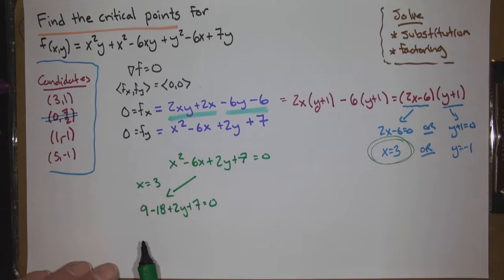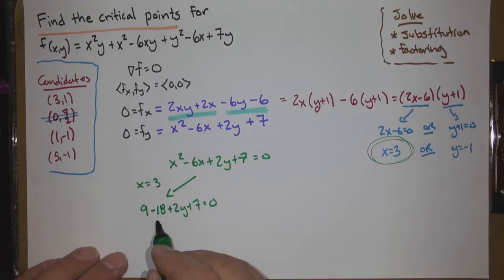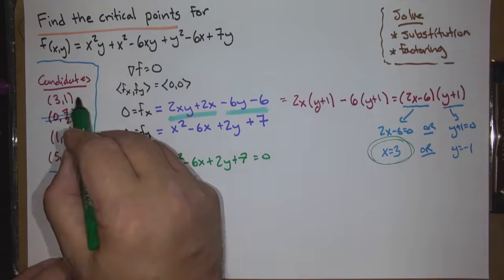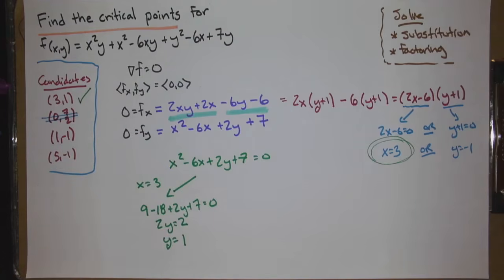And this looks like we can probably solve it. 9 plus 7 is 16. Subtract 18 would be negative 2. We can move that across. This becomes 2y equals 2, or y equals 1. Now remember, x equals 3. And this says y equals 1. So (3, 1) is definitely a point. All right, good. Phew.